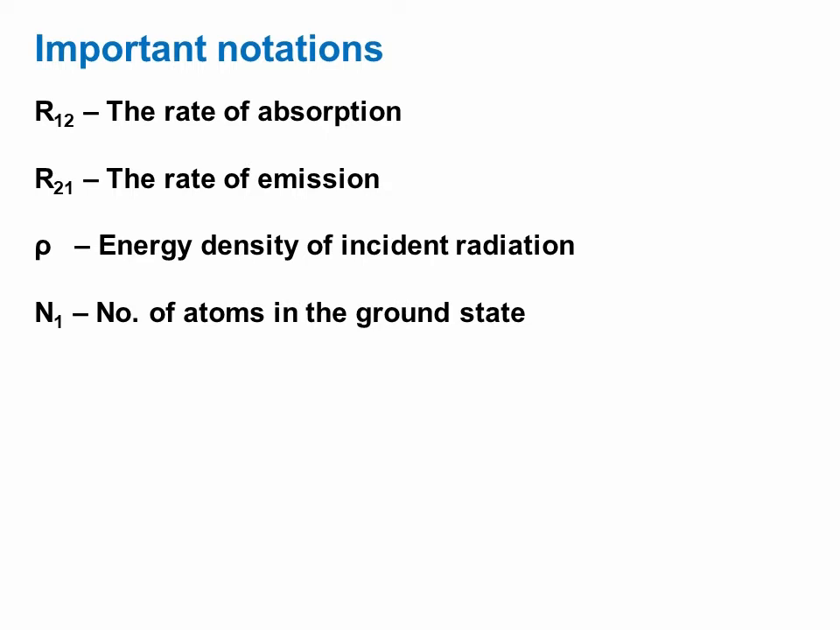Next, N1. N1 means number of atoms in the ground state. Here 1 refers to the ground state, that is E1, and 2 refers to the excited state. So, N2 can be easily noted as the number of atoms in the excited state.